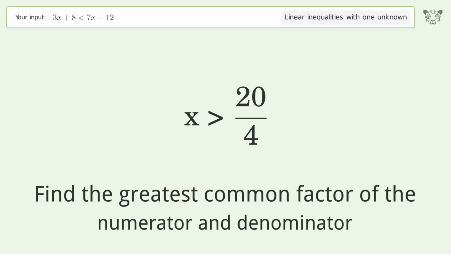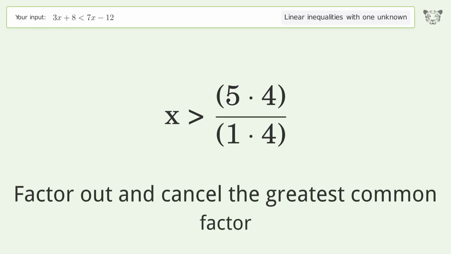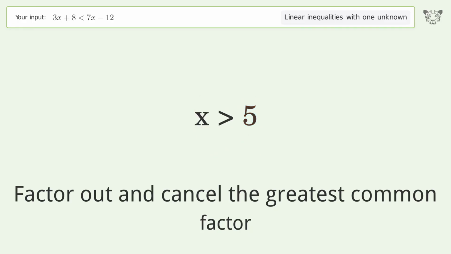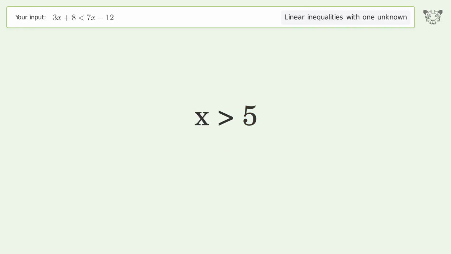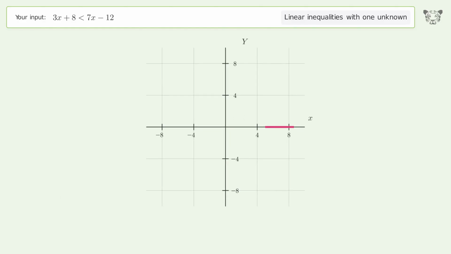Find the greatest common factor of the numerator and denominator. Factor out and cancel the greatest common factor. Plot the solution on a coordinate grid. And so the final result is x greater than 5.